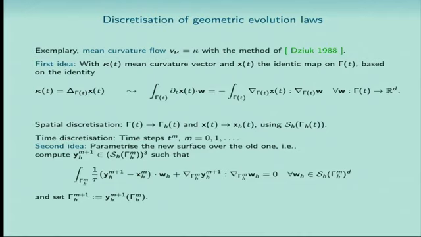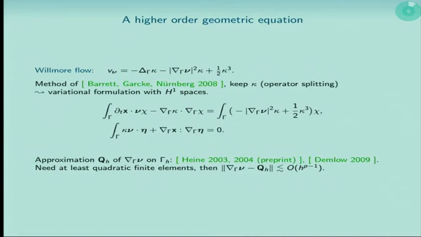Okay, so we can use these ideas then also to set up other schemes and even approximate higher order schemes. So here's an idea, for instance, for the Willmore flow. The scheme stems from Barrett, Garcke and Nürnberg. They keep the kappa to get some second order operator splitting, again to be able to use, for instance, linear finite elements.